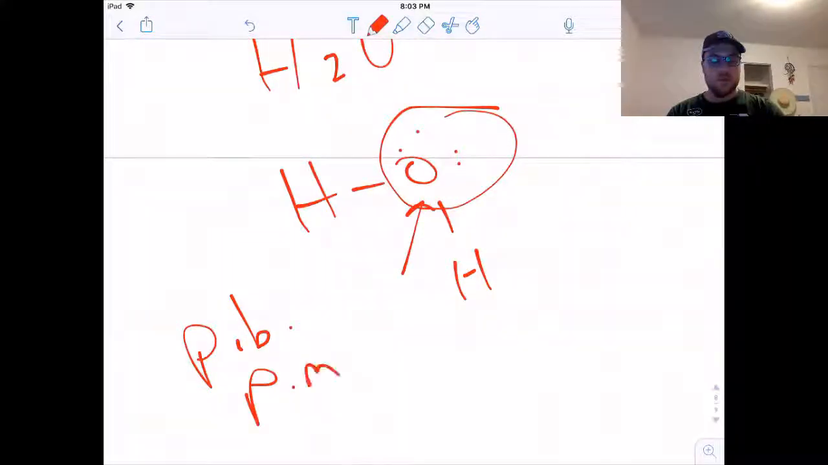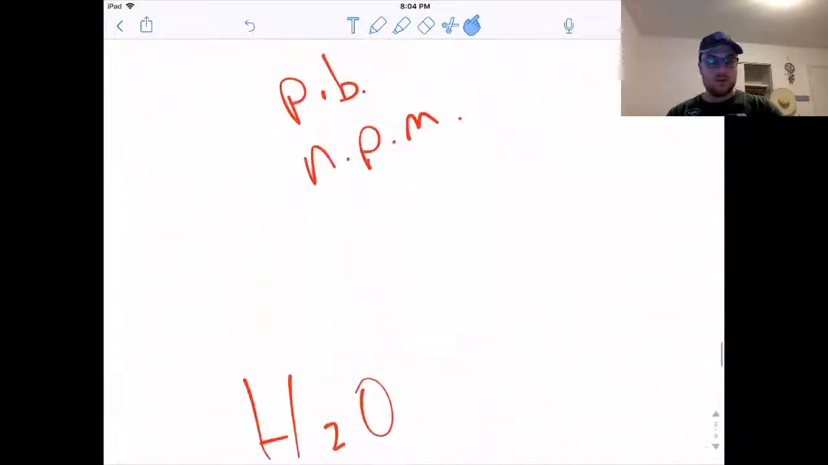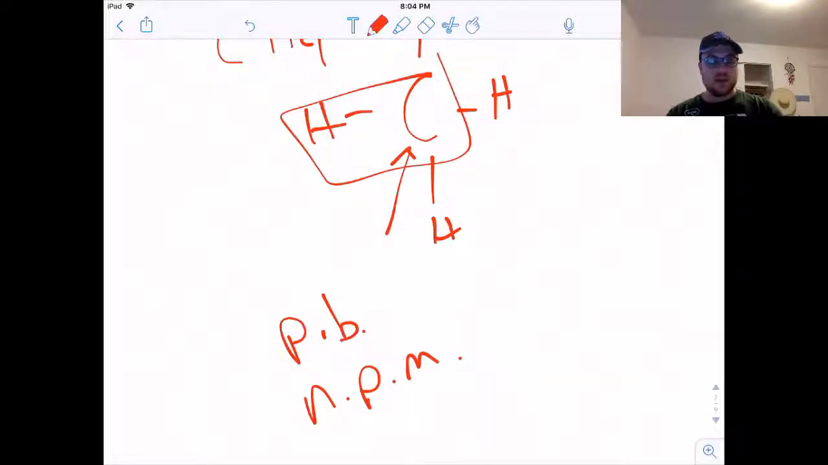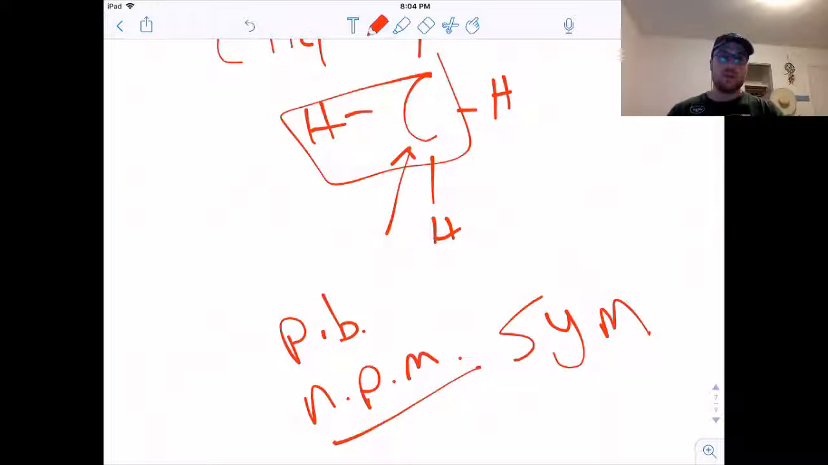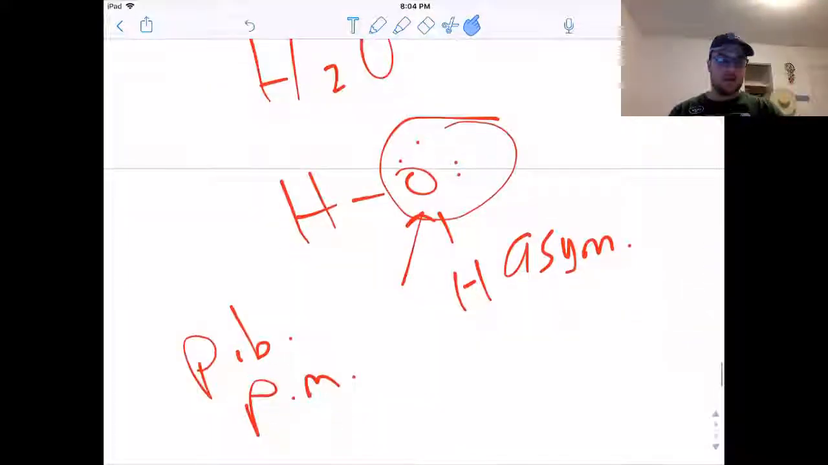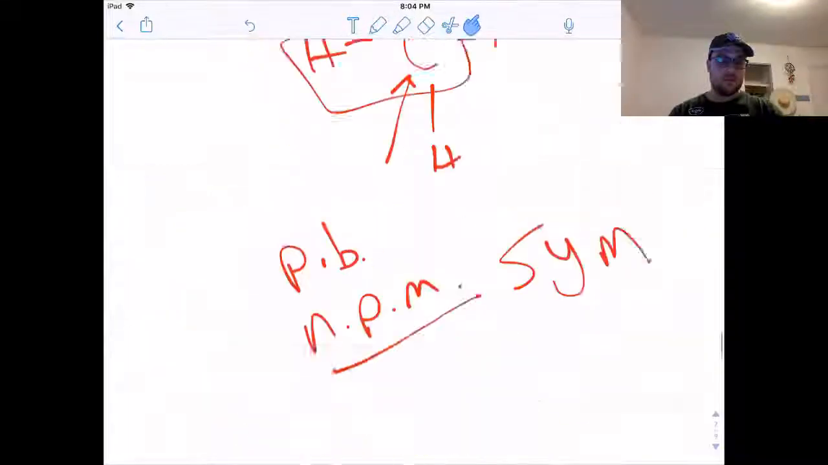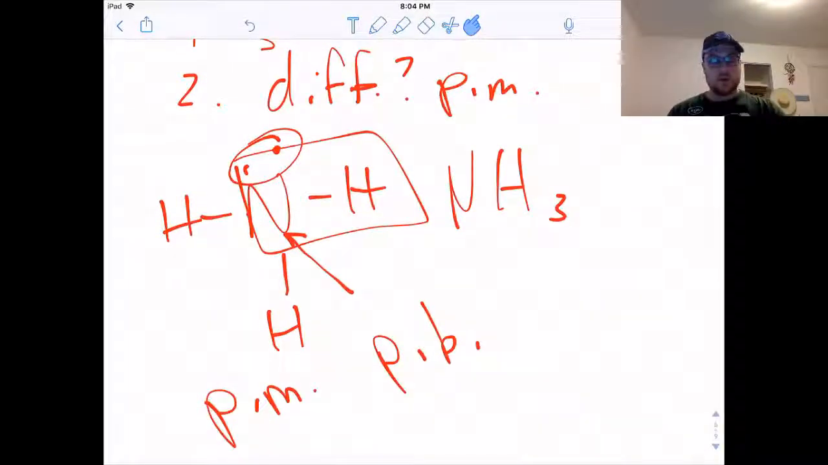So this has asymmetry. This one has symmetry. Symmetry, nonpolar. Asymmetry, polar. Symmetry, nonpolar. Asymmetry, polar.